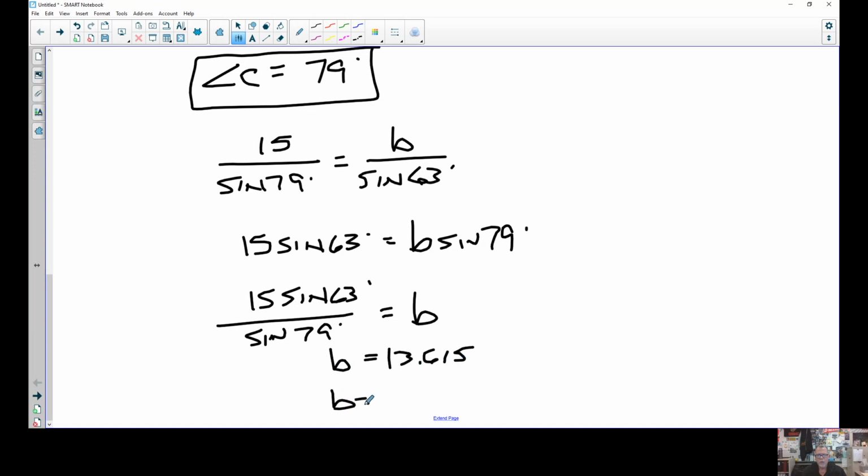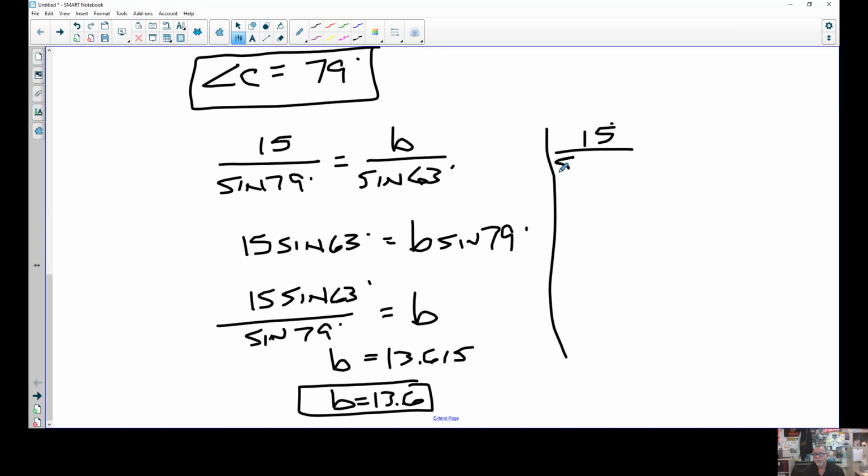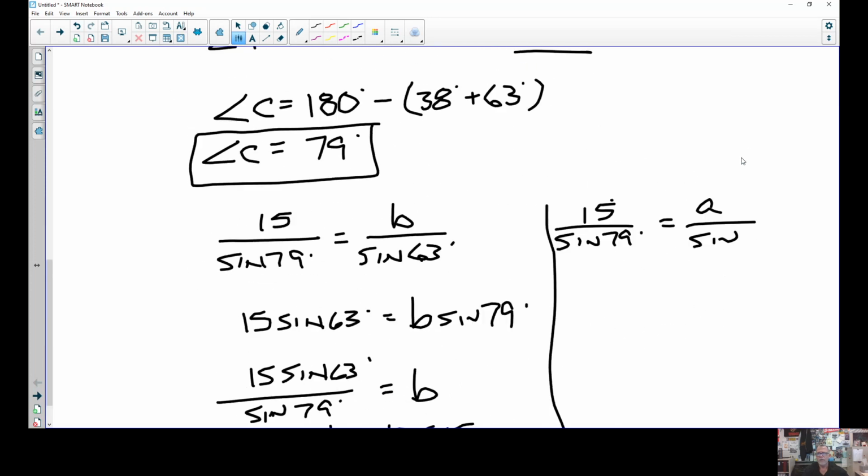Most of these problems will tell you to go to the nearest tenth. So we'll call it B equals 13.6. So we have one of the sides we were missing. Now we need to get side A. Again, I can go back to what I had here and do the same thing. I can say 15 over sine of 79 degrees is equal to length A over sine of, I believe it was 38 degrees. Yes, 38 degrees.